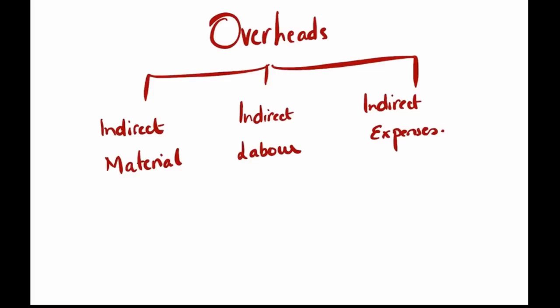Whereas when I come to overheads, it becomes very difficult to trace how much it is. For an example, let's say I am producing a particular product. Do you know how much rent has been consumed by a particular product? It becomes very difficult. Therefore, what we will be doing is trying to find a different method of allocating these overheads to a particular product. This is known as absorption of overheads, which we'll be covering a little later.